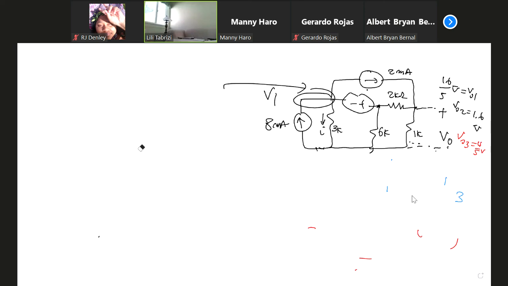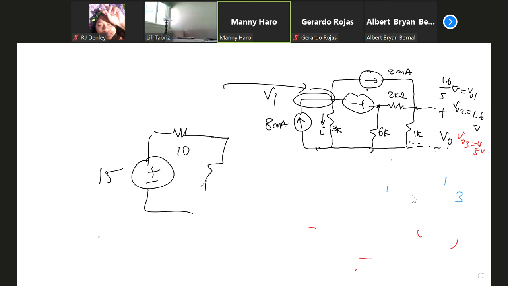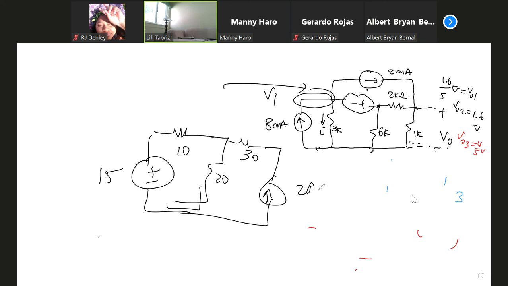This is the problem I had. I had a voltage source. That problem was from the handout. So I had a voltage source here, 15 volts, 10 ohm, 20 ohm, and 30. This was problem number 1, with a 2 amp source. For case 1, I had 15 volts, 10 ohm, 20 ohm. This part, because the current source is open, it's hanging, so I don't even have to show it.